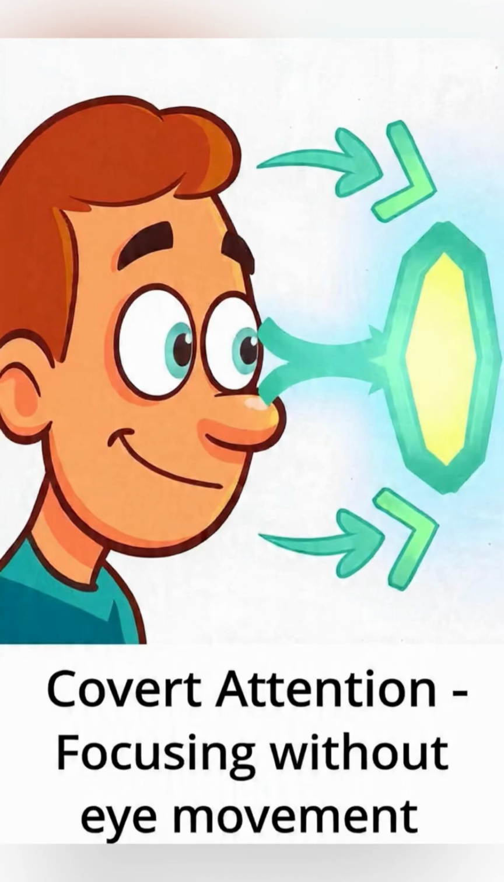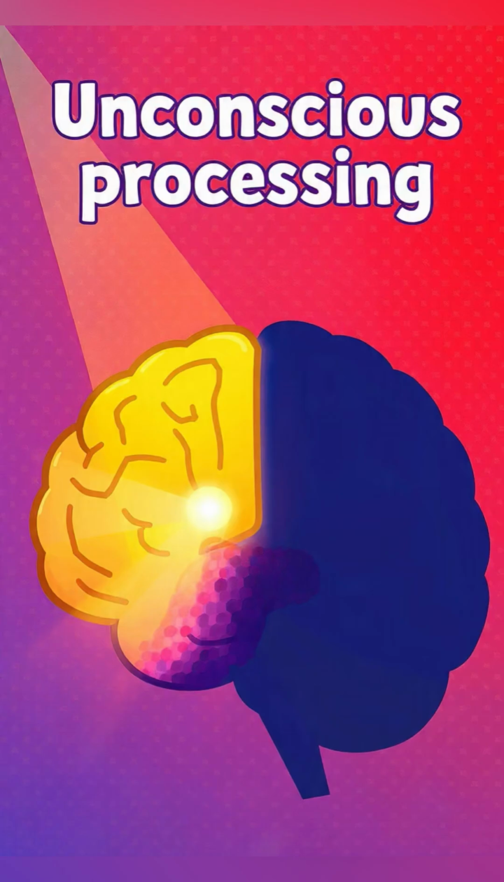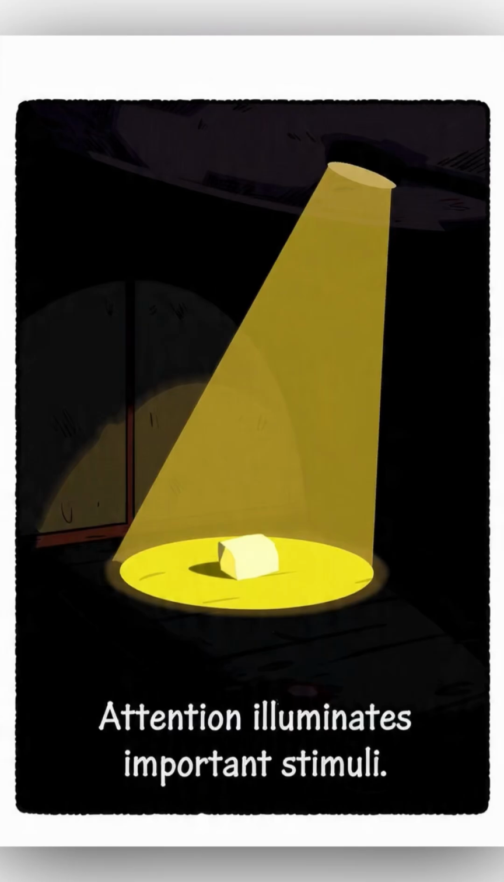Attention determines what we perceive. A color change noticed while distracted emphasizes that perception is not passive but guided by what we attend to. Unconscious mind processes information too. A brain cartoon with a small light and dark area shows that unconscious processes operate in the background, supporting behavior and perception.